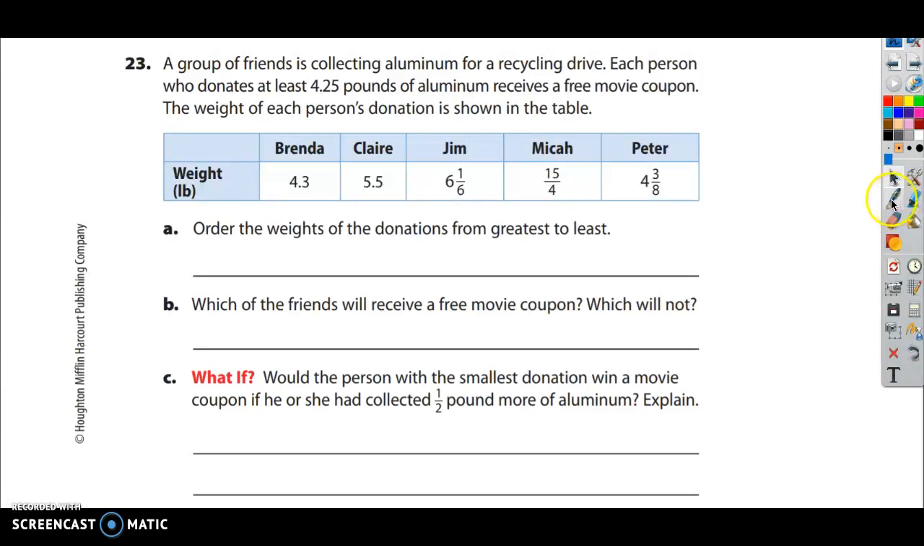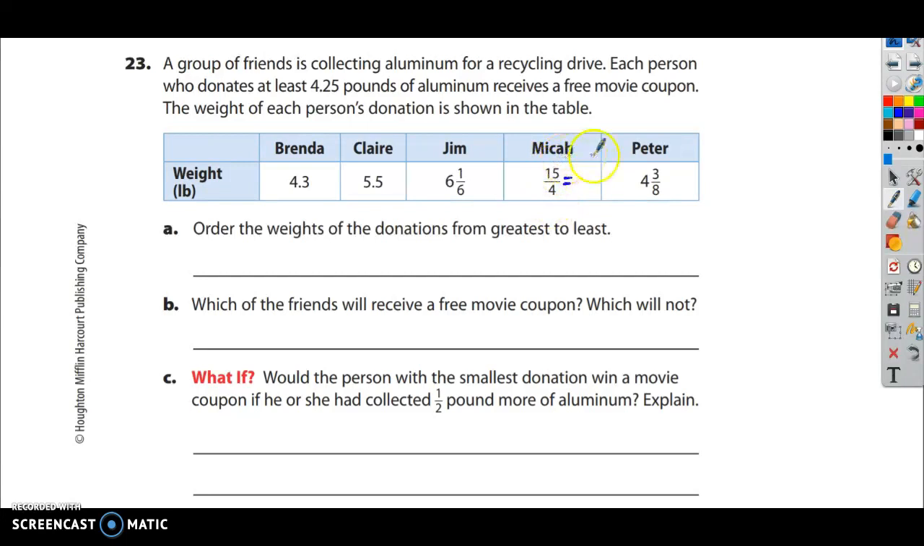Now this looks kind of complicated, but I want to show you how it's not as bad as you might think. For example, is this going to be complicated to compare Brenda and Jim? Brenda had a little more than 4 pounds and Jim had a little more than 6 pounds. Now if you want to say, yeah, well, this 6 and 1/6, that looks complicated. Well, 6 is more than 4. So we're going to keep that kind of stuff in mind before we make all these complicated conversions. One thing we need to do is convert this into a mixed number.